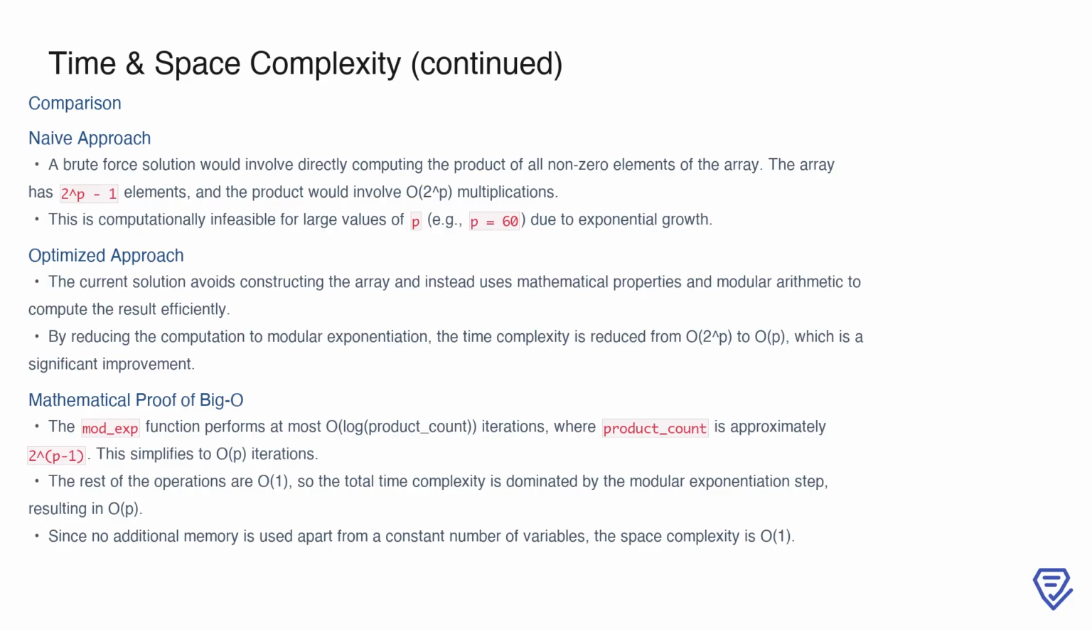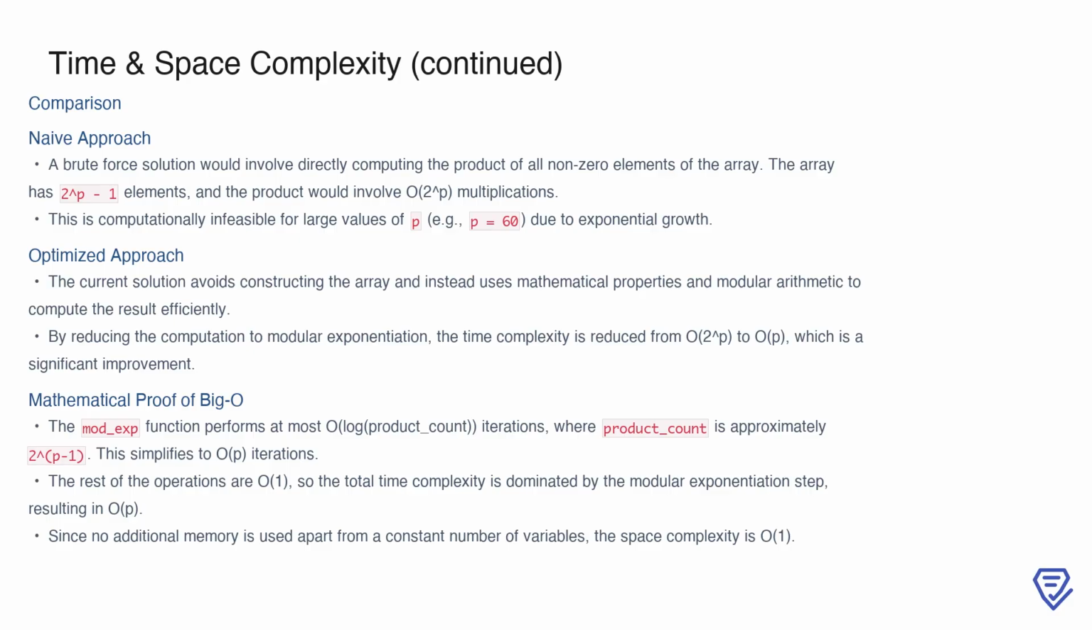In contrast, the optimized solution cleverly avoids constructing the array. By leveraging mathematical properties in modular arithmetic, we reduce the problem to modular exponentiation, which has a much more manageable time complexity of O(p). This is a significant improvement over the naive approach.